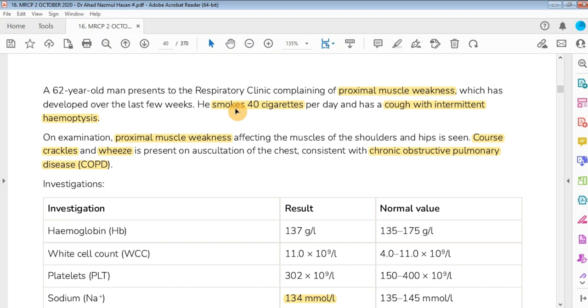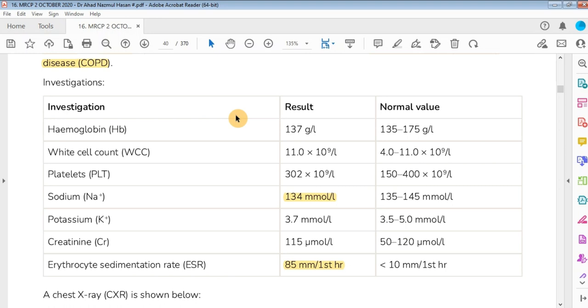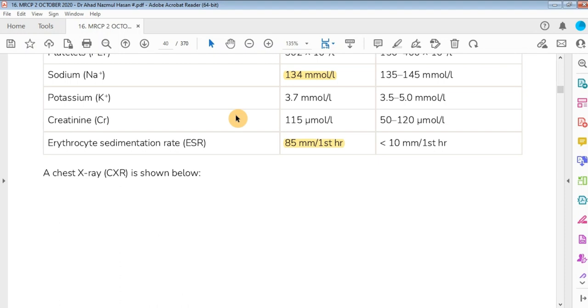A 62-year-old man presents to the respiratory clinic complaining of proximal muscle weakness, which has developed over the last few weeks. He smokes 40 cigarettes per day and has a cough with intermittent hemoptysis. On examination, proximal muscle weakness affecting the muscles of the shoulders and hips is seen. Crackles and wheezes are present on auscultation of the chest, consistent with COPD. Investigation: Hb 13.7, TLC 11, platelets 3,02,000, sodium 134, potassium 3.7, creatinine 115, ESR 85. The X-ray is as shown below.